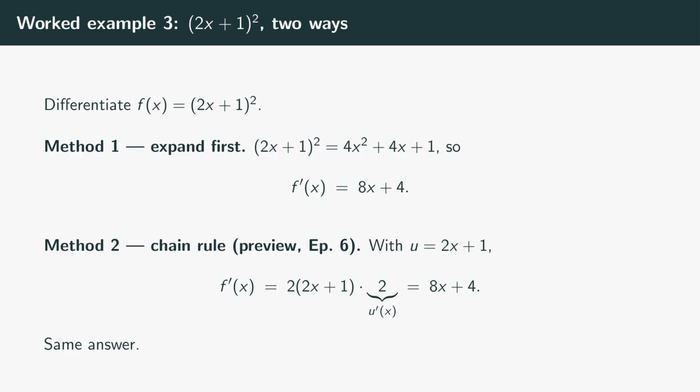Same answer. The point of method 2 is that for more complicated insides, say sine of 3x squared plus 5, you absolutely cannot expand first. The chain rule is what lets you peel off the outer function from the inner without doing any algebra. 2 episodes from now, we'll prove it from the definition. For today, file it away.